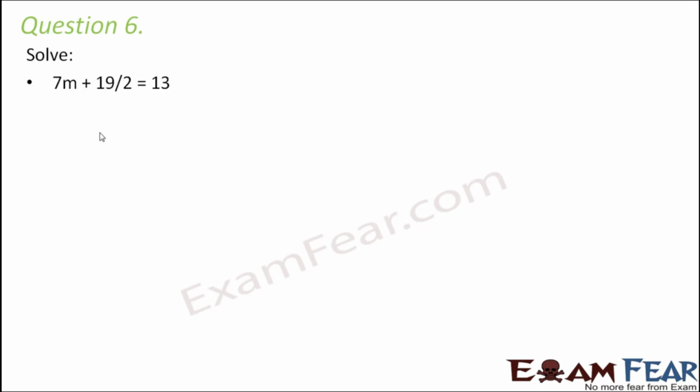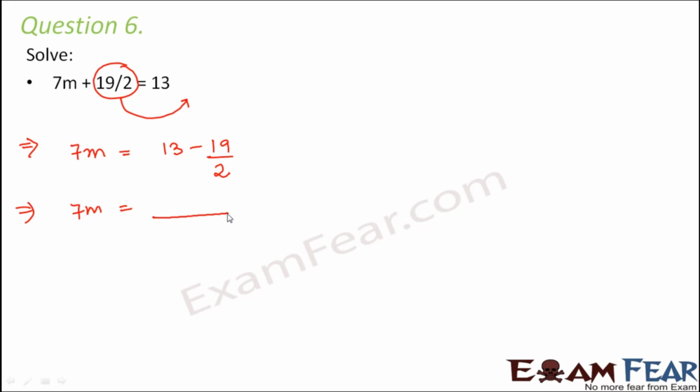Question number 6. Solve 7m plus 19 by 2 is equal to 13. So in this case, we will first shift the constant term, that is 19 by 2. Therefore, this becomes 7m is equal to 13 minus 19 by 2. So let us solve the right hand side. So here we will take LCM, which would be 2. So 13 into 2 minus 19.